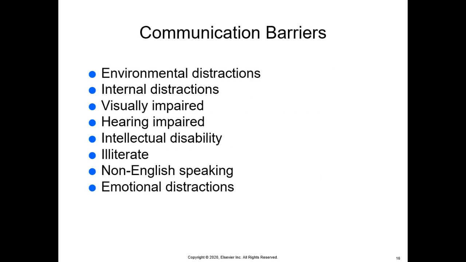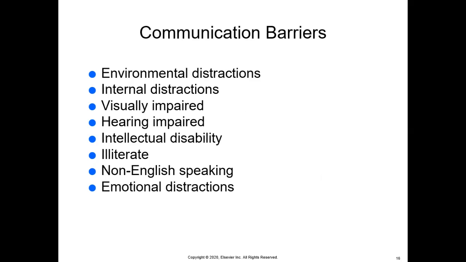Let's talk about communication barriers. There can be environmental distractions, which could be noise, lack of privacy, and temperature. Internal distractions, which could be hunger, pain, anger, and tiredness. Visually impaired, unable to see written communication. Hearing impaired, unable to hear verbal communication.